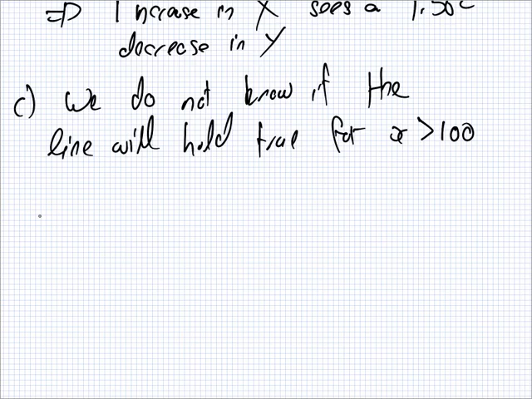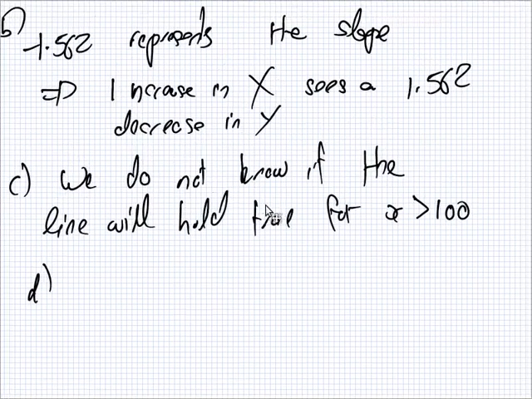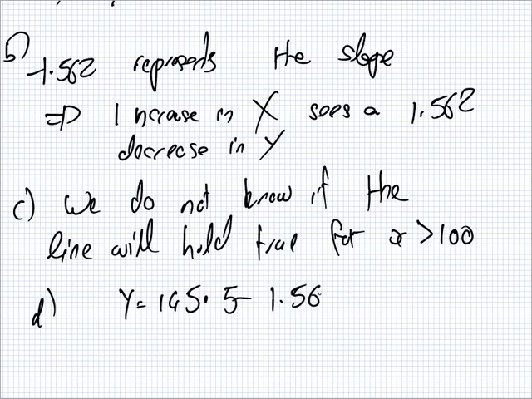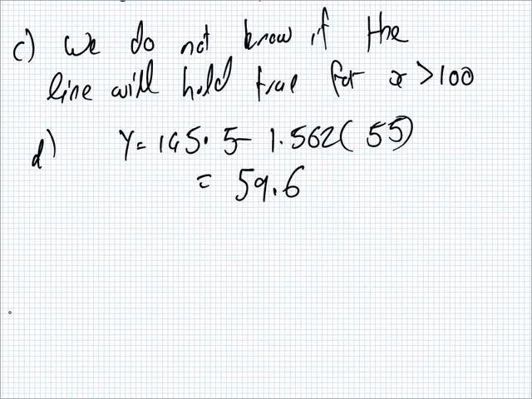Okay, use your equation to estimate y when x is 55. So y when x is 55. Let's see what we get. 59.6. Yeah. One of the observed data pairs is x 55 and y 49. Calculate the difference between the value of y and what you estimated.